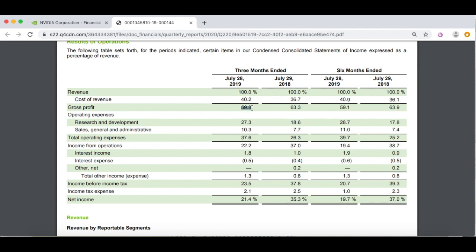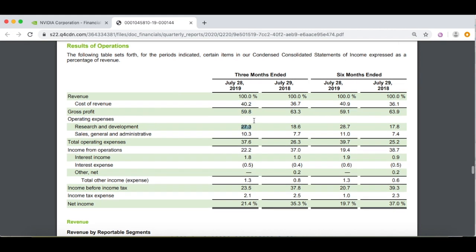60% is left after you take out this. Now you take out research and development, which is 27% of this. Again, last quarter was 18, so research and development costs went up. We saw that on the first page. Research and development costs were 17% of revenue a year ago for a 6-month period, and now they're 28%. So they must be working on something over there, at least you hope so, in Nvidia.